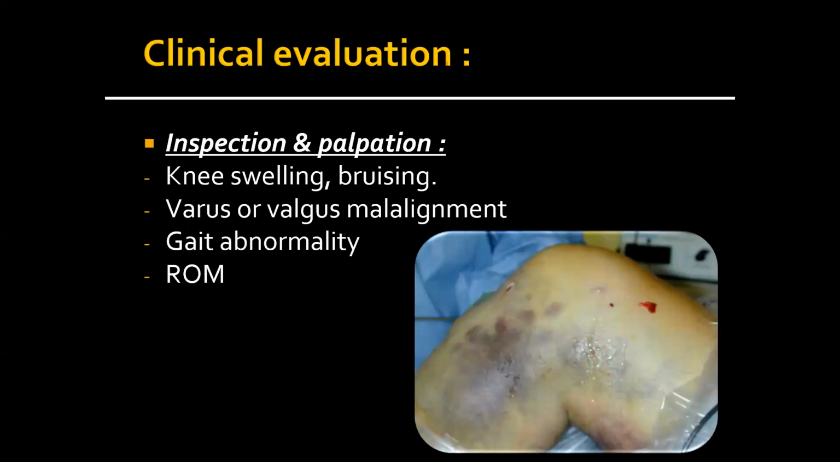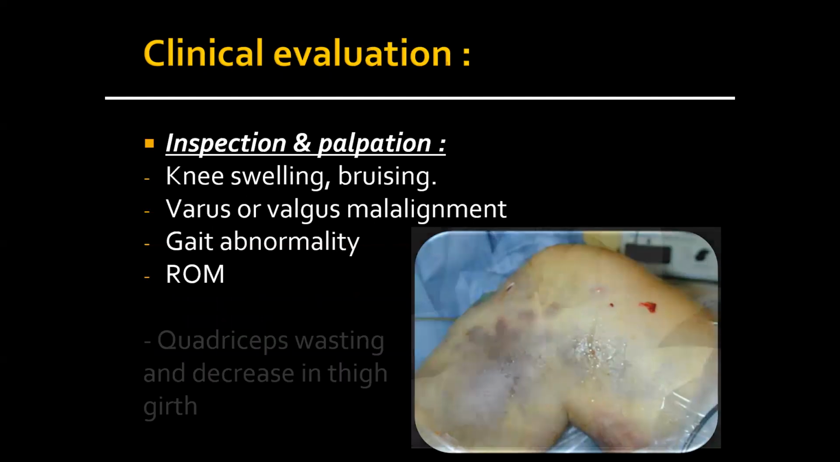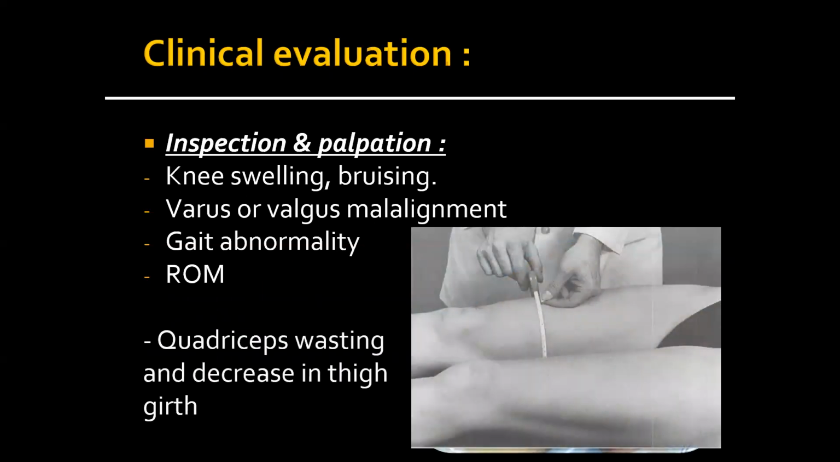Clinical examination: general examination, and a local examination to the knee. You have to compare both knees together. On inspection, you have to look for swellings, bruising, wounds, any varus or valgus malalignment, range of motion, gait abnormality, and you have to palpate for the point of tenderness. Quadriceps wasting may indicate a long-standing problem.